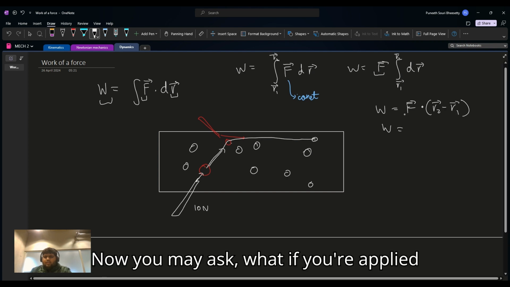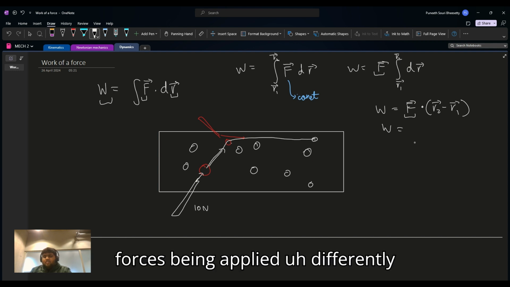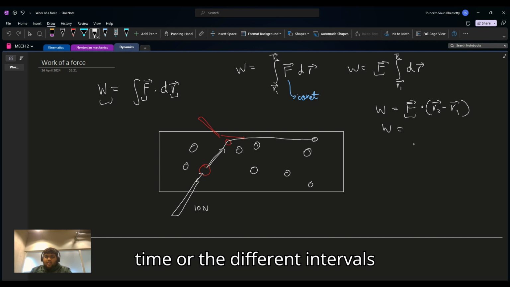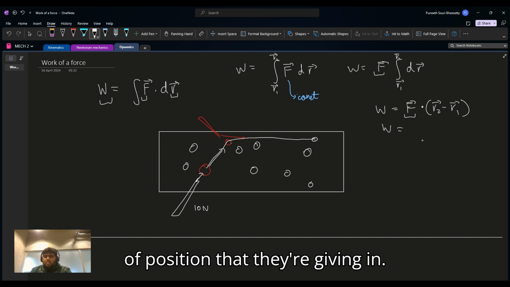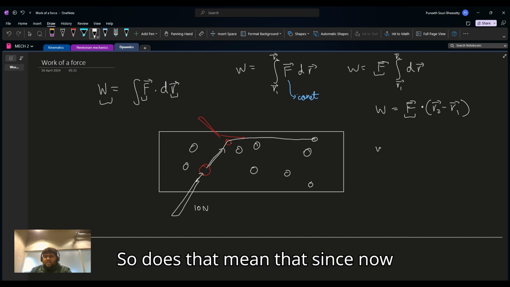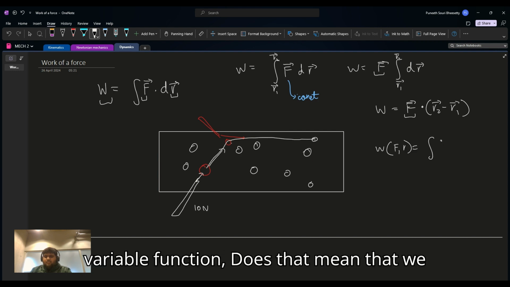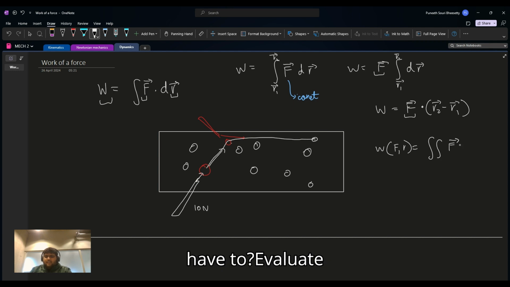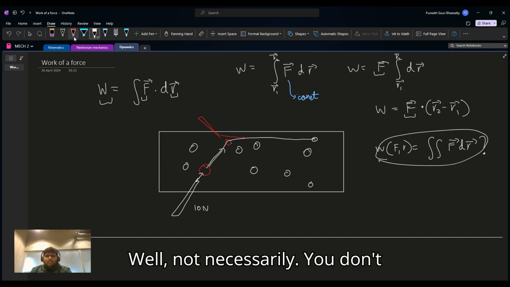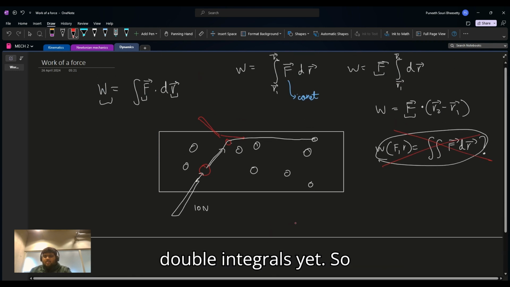Now you may ask, what if your applied force is not a constant and there are forces being applied differently throughout different intervals of time or position? Then you might say, oh no, since work is now a multivariable function, does that mean we have to evaluate a double integral? Well, not necessarily. You don't have to do this at all, especially since we have not learned double integrals yet.